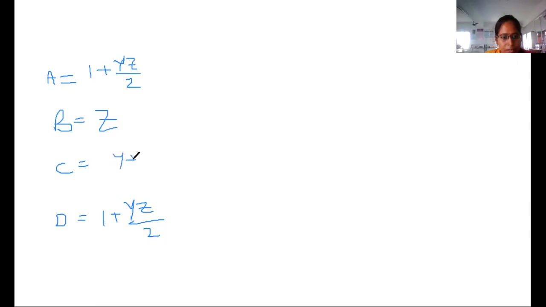Y plus y square into z by 4. Okay, here is a mistake, y square into z by 4. Okay, y by 2 into y by 2 can be multiplied here, y square into z by 4. Okay, here is the mistake, y square into z by 4. Okay, we can derive the expression. Okay, we already derived this expression for ABCD values.